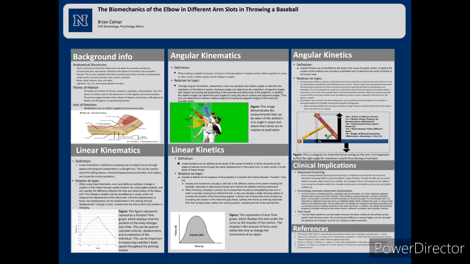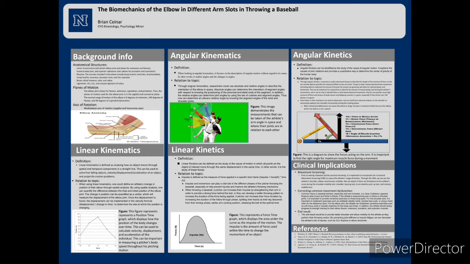For planes of motion, the elbow moves through flexion, extension, supination, and pronation. And the axis that it runs on is the sagittal transverse axis, and it runs through the medial-lateral axis of rotation. You can see in the diagram some more anatomy and physiology functions of the elbow.